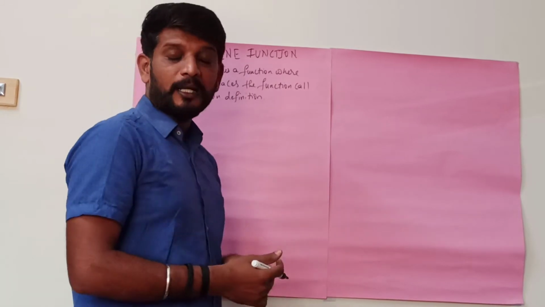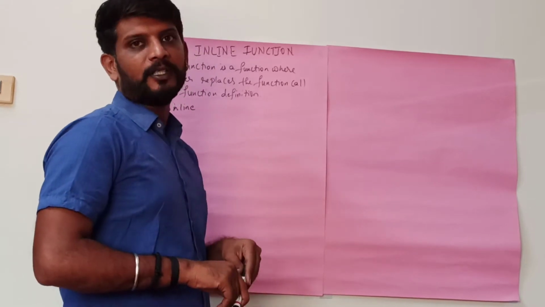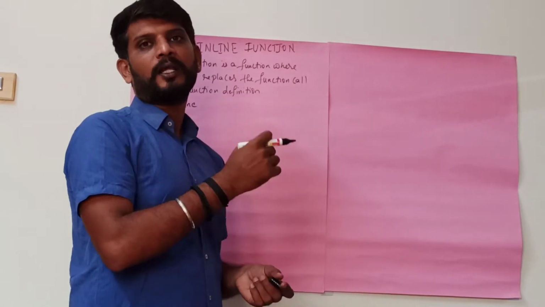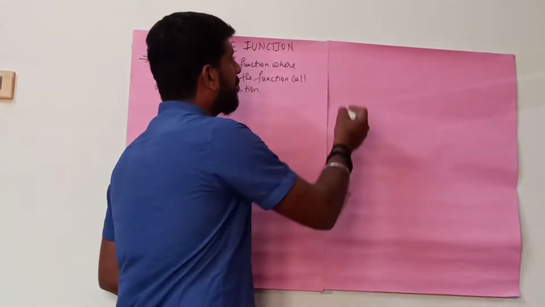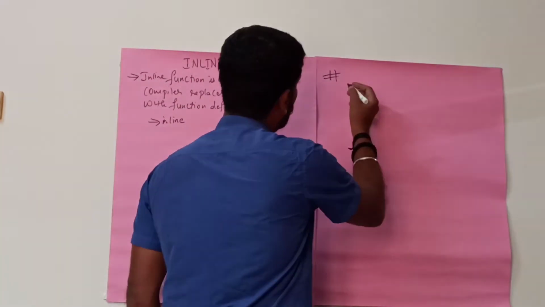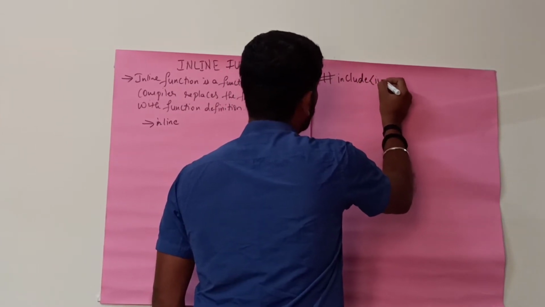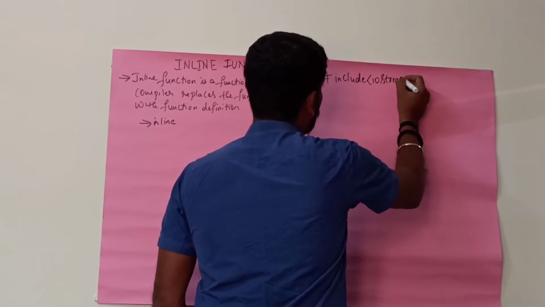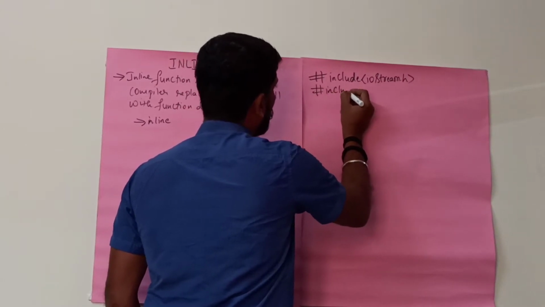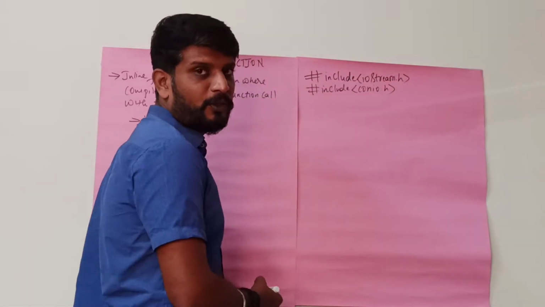Now let me write a program and explain to you how exactly to write a program that consists of the inline function, and I will tell you what exactly happens when you execute a program that consists of an inline function. So here I will not be making use of any classes, I will write the program without making use of classes. The first thing is hash include iostream.h. Next, hash include conio.h. So I am making use of 2 header files.